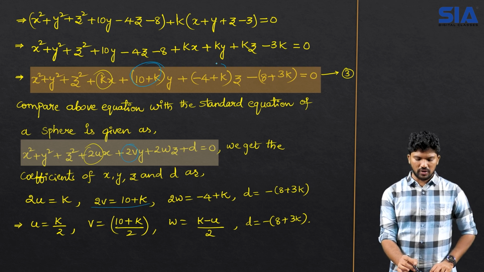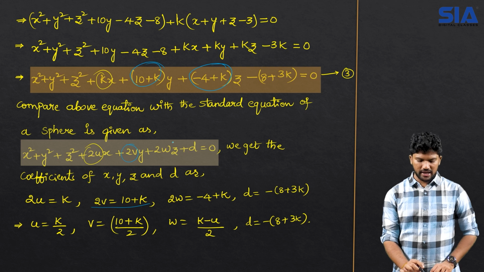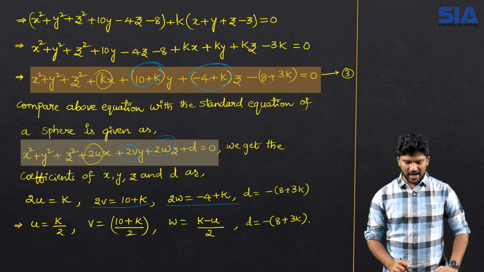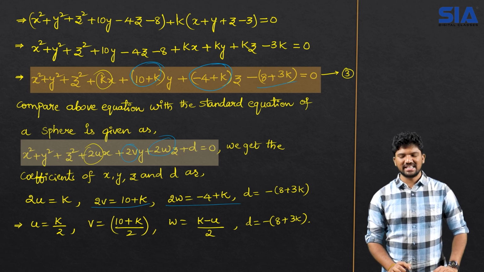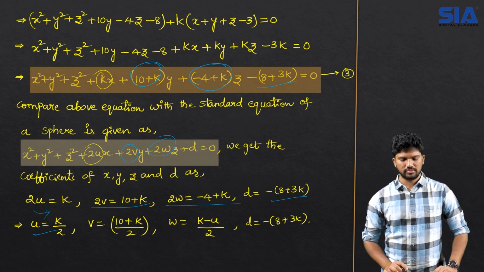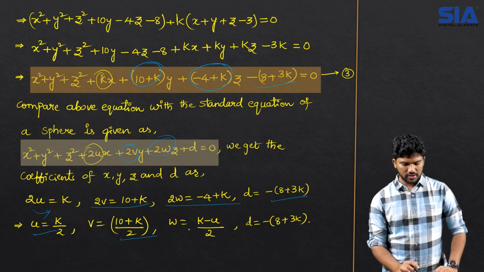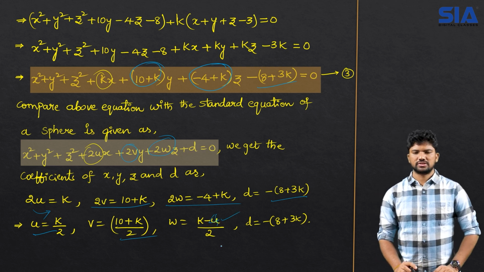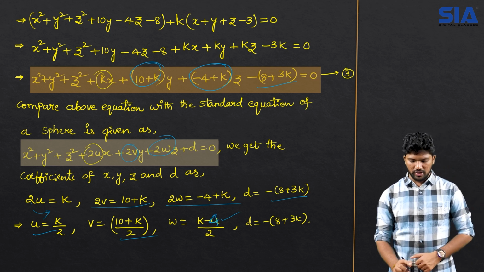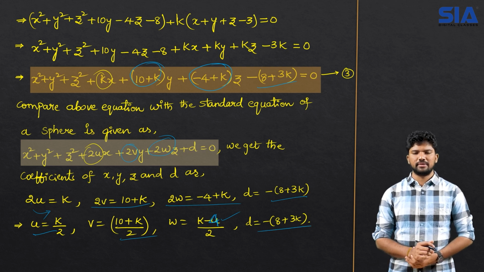Next, the z coefficient 2w is equal to minus 4 plus k, and the constant d is equal to minus 8 plus 3k. So send the 2 value to the RHS. Therefore u is equal to k by 2, v is equal to 10 plus k by 2, and w is equal to k minus 4 by 2. Okay, a writing mistake there, it is k minus 4 by 2. And d is equal to minus 8 plus 3k.